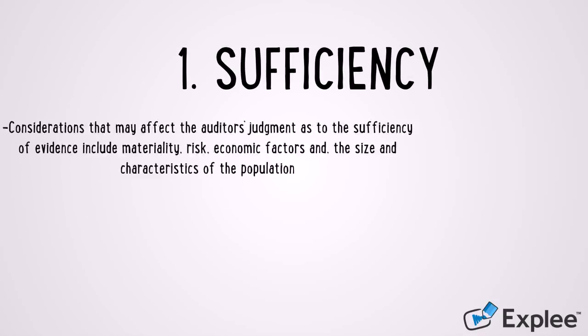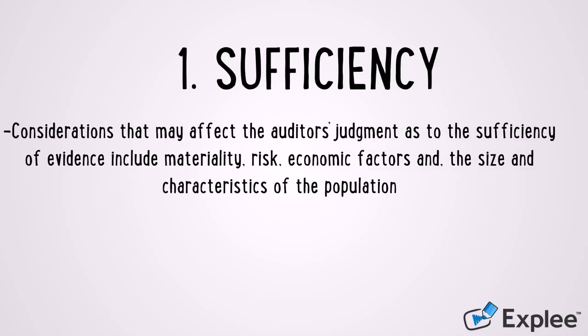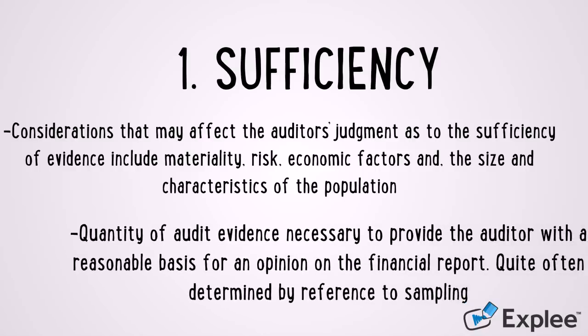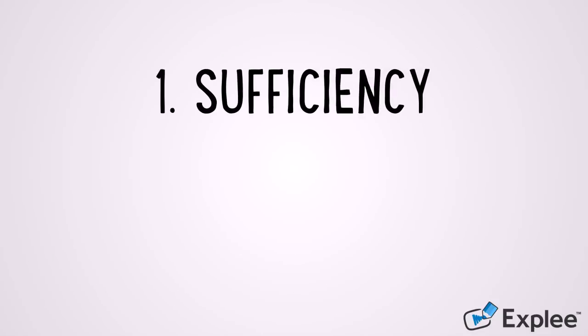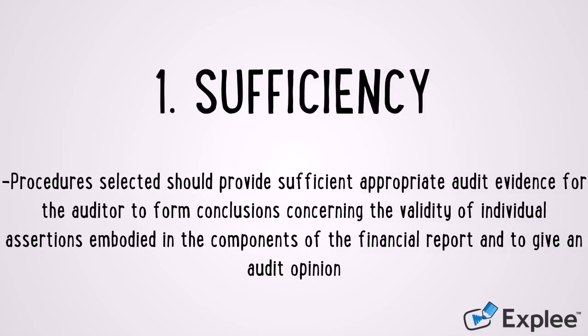Sufficiency. Considerations that may affect the auditor's judgment as to the sufficiency of evidence include materiality, risk, economic factors and the size and characteristics of the population. It is the quantity of audit evidence necessary to provide the auditor with a reasonable basis for an opinion on the financial report, quite often determined by reference to sampling. Procedures selected should provide sufficient appropriate audit evidence for the auditor to form conclusions concerning the validity of individual assertions embodied in the components of the financial report, and to give an audit opinion.